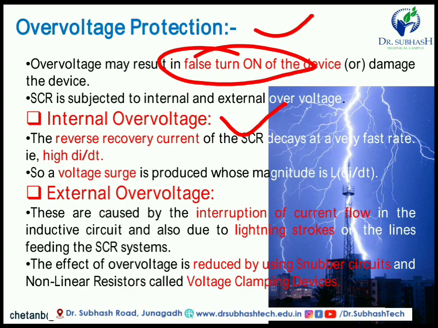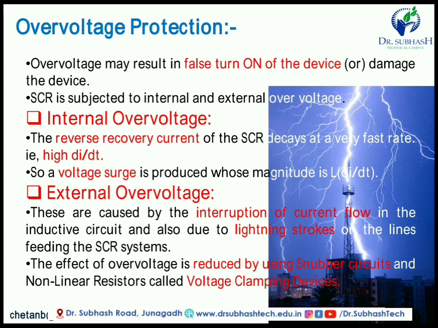Next is external overvoltage. These are caused by the interruption of current flow in an inductive circuit and also by lightning strokes on the line feeding the SCR system. Friends, I have shown one figure here. This is the lightning stroke, and whenever a lightning stroke occurs, the voltage in the line becomes maximum, and we have to protect our circuit according to this lightning stroke.